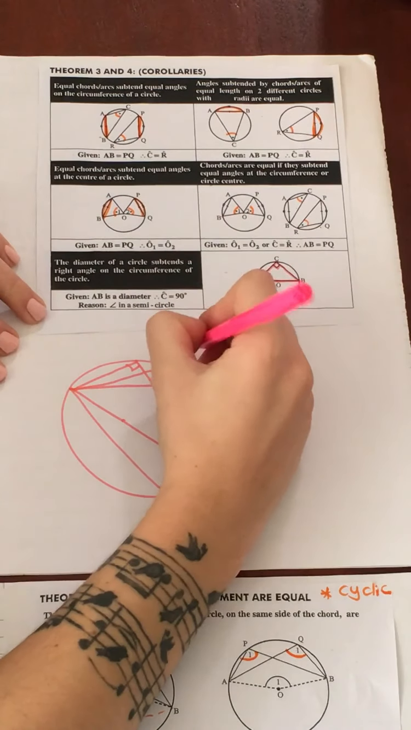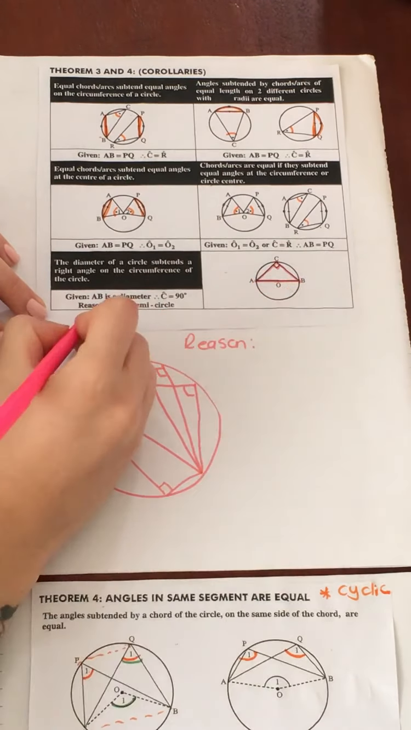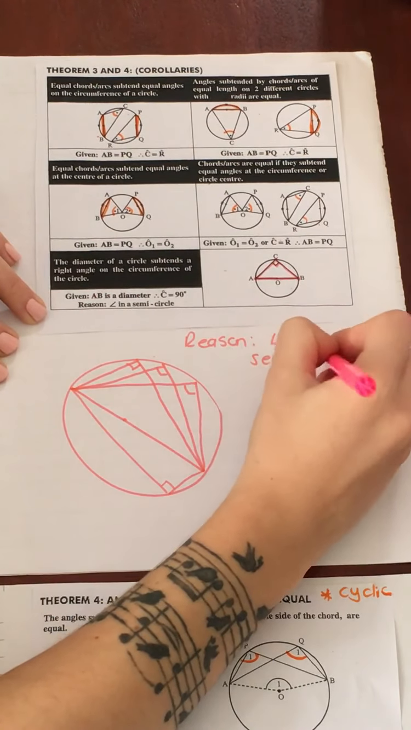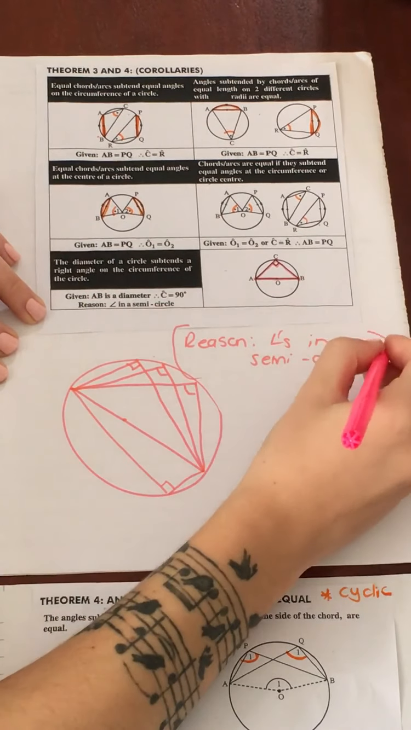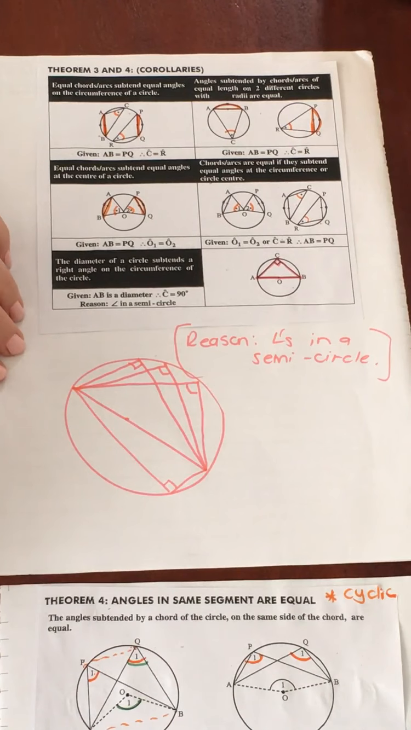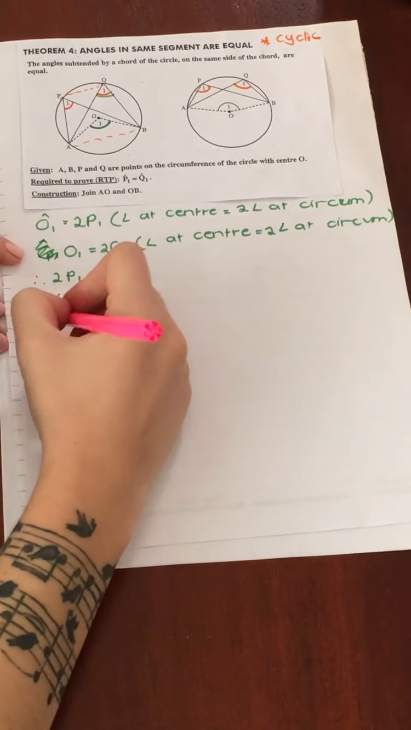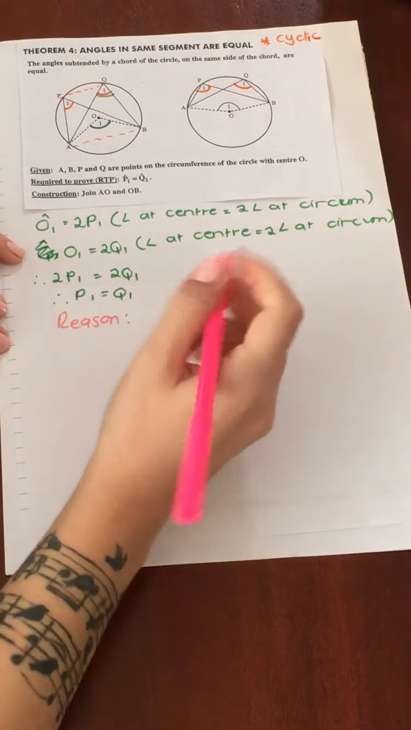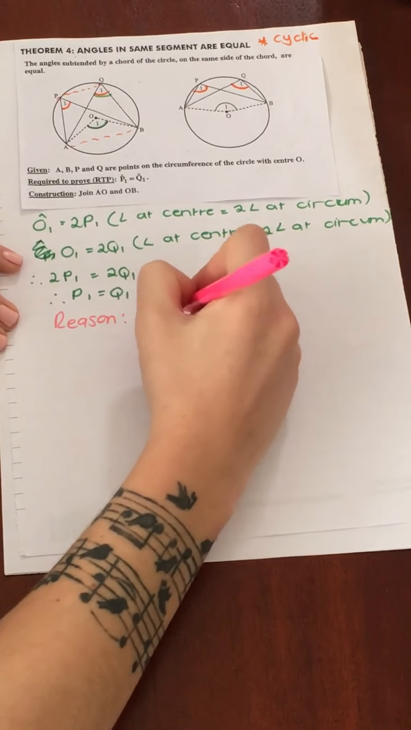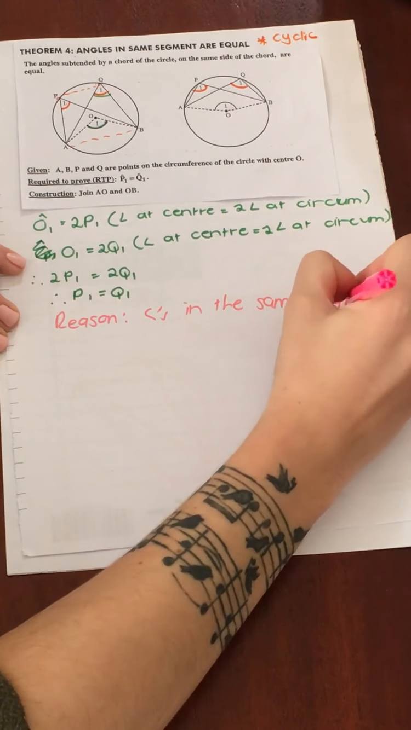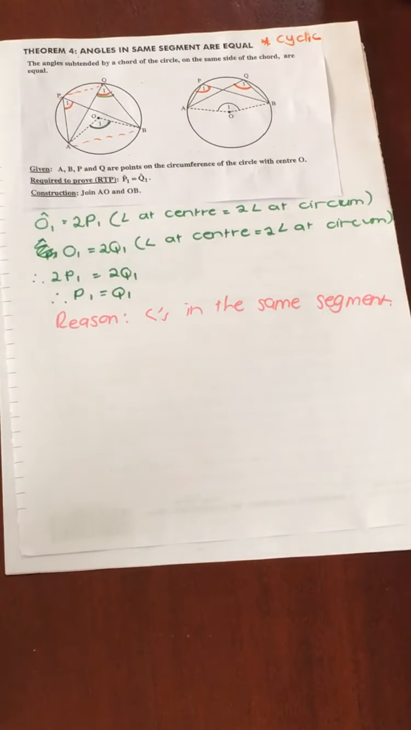So this particular one, take note of the reason they say: angles in a semicircle. You will use this reason quite often when you are answering questions about Euclidean geometry. So please take special note of this one. Angles in a semicircle. Also for theorem 4, the reason, if you're going to use this theorem, remember we need to know what these reasons are. We call it angles in the same segment.